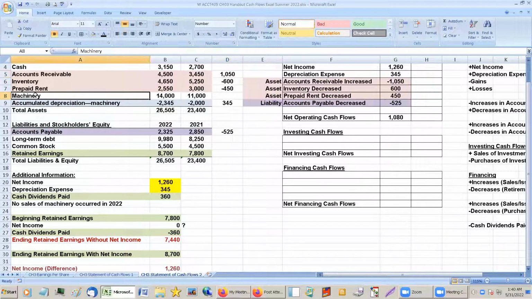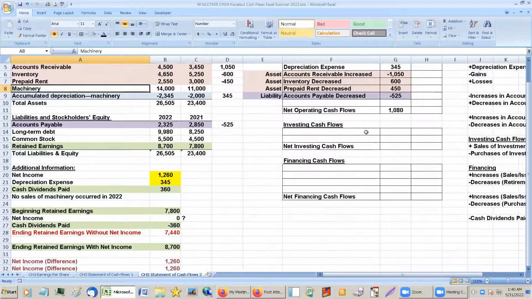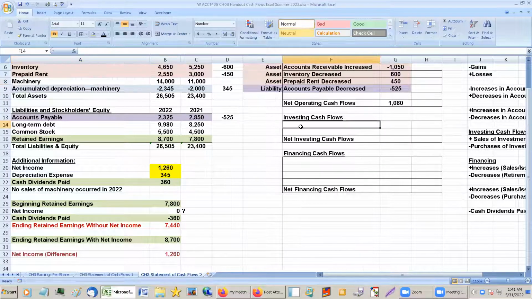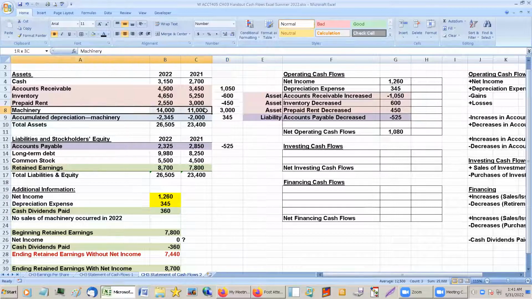Okay. Investing cash flows. Machinery increased by 3,000. I'll find a color for you.